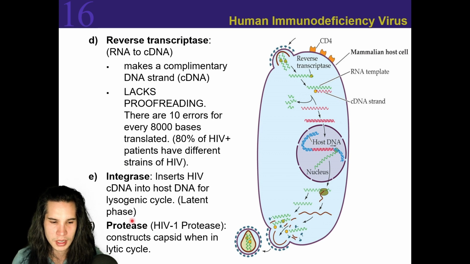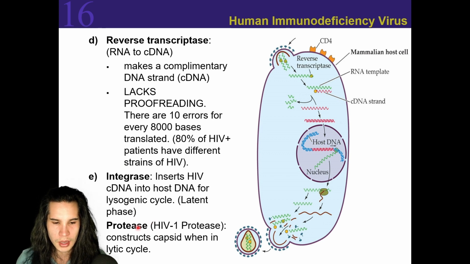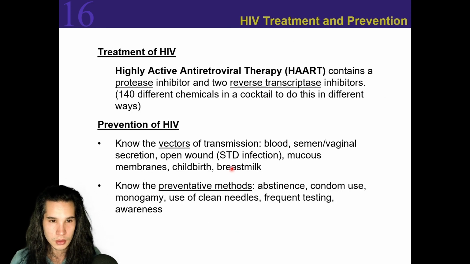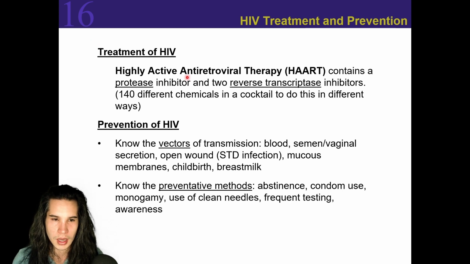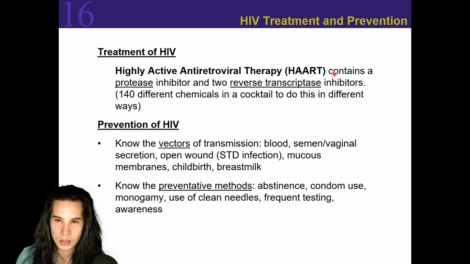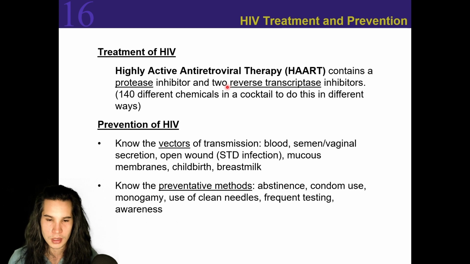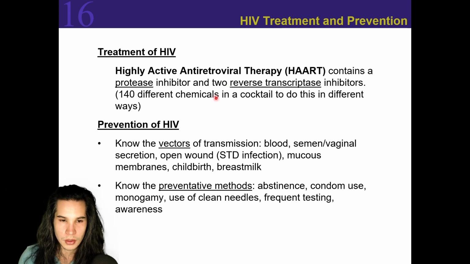And then lastly, we have this enzyme called protease, or HIV-1 protease. What that's going to do is help construct the capsid when it's eventually in that lytic cycle. Some ways we could treat HIV are through highly active anti-retroviral therapy, or HAART, and it's going to contain a protease inhibitor and some reverse transcriptase inhibitors, so it's targeting 2 different methods of your HIV replication.